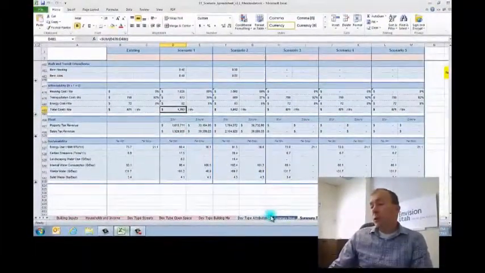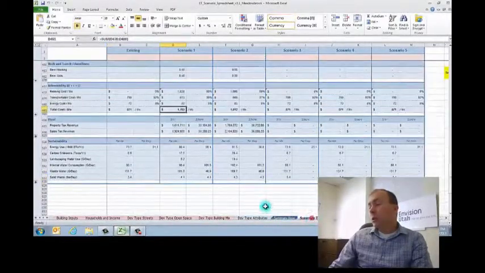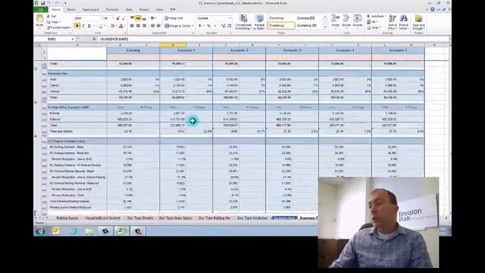And those are the Summary New and Summary Total tabs, your key output indicators for your scenarios.